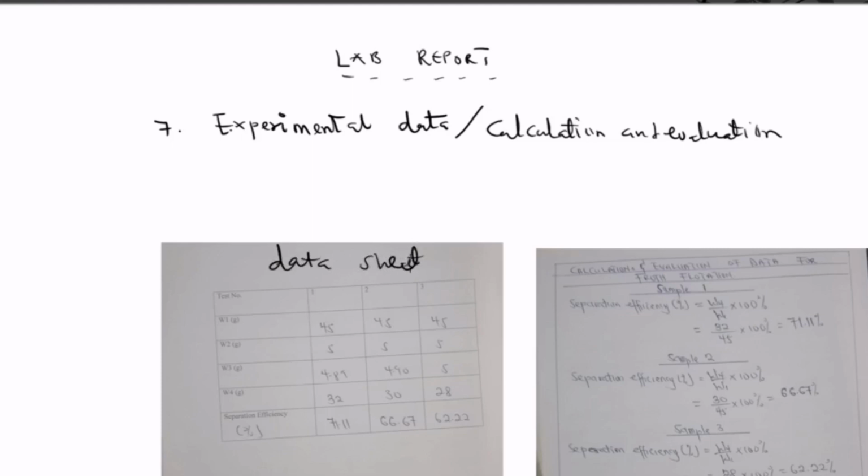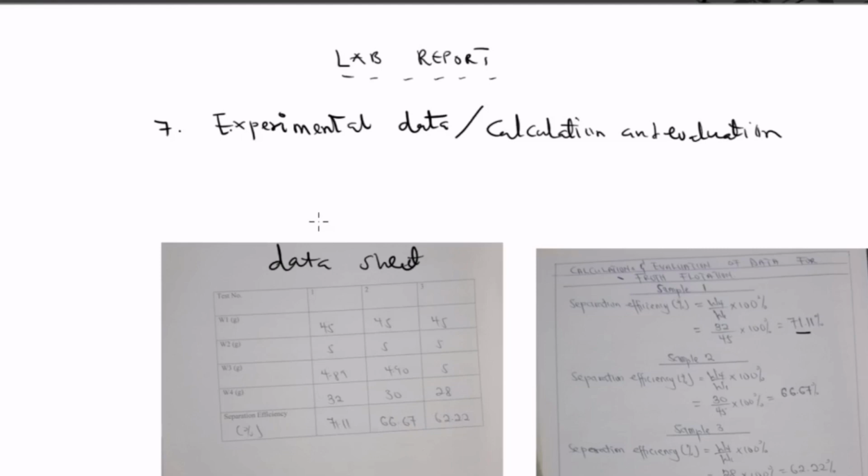In every experiment, you just look for the data sheet because you need to fill it using the calculation and evaluation. After you've done the calculation and evaluation with the formula, you need to fill the table. And if there's a graph that you need to produce, you produce it here with the calculation and evaluation, right? For this, there's no graph for us to plot. Just calculate with the formula for separation efficiency and get your separation efficiency. Then you come back to the data sheet and put your findings there.